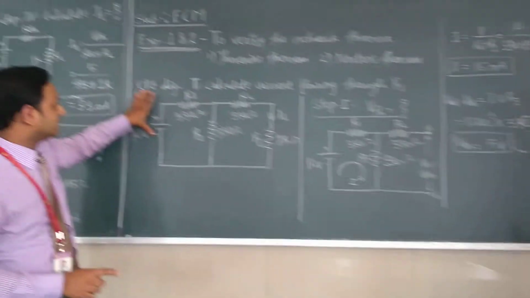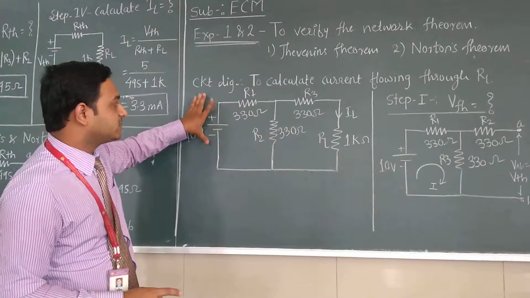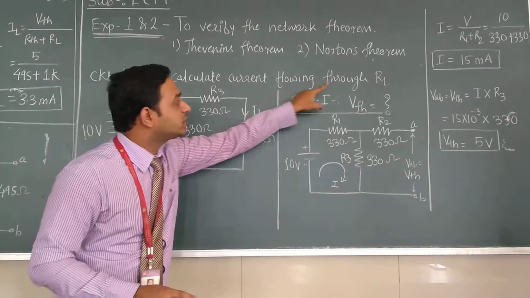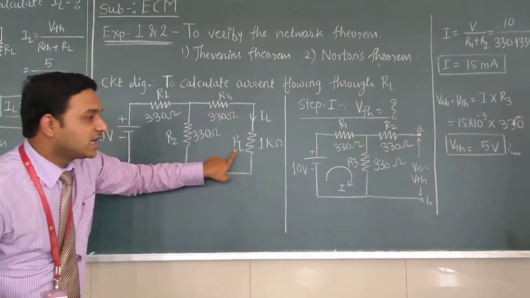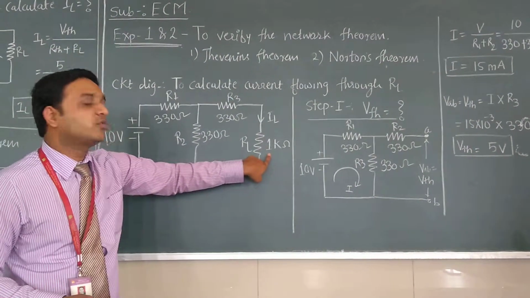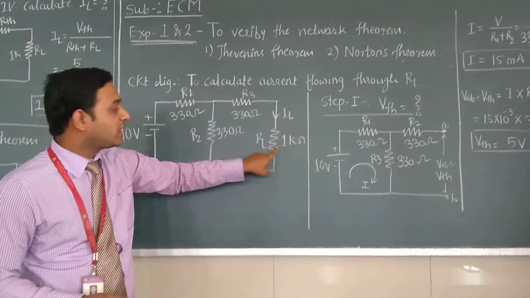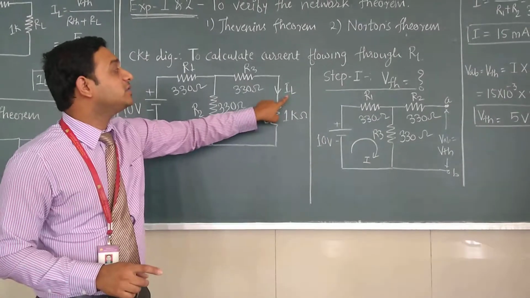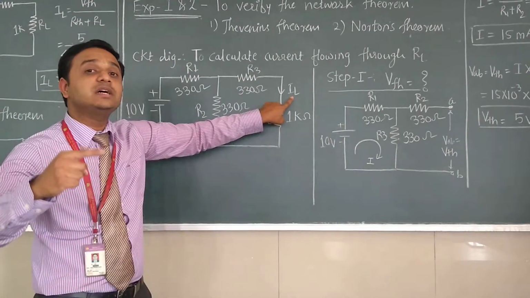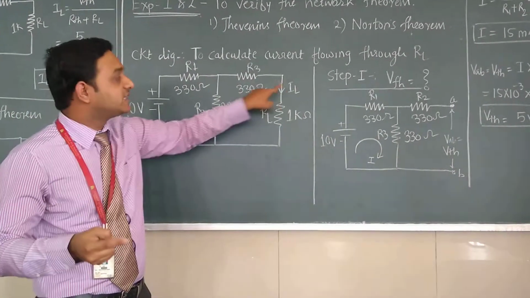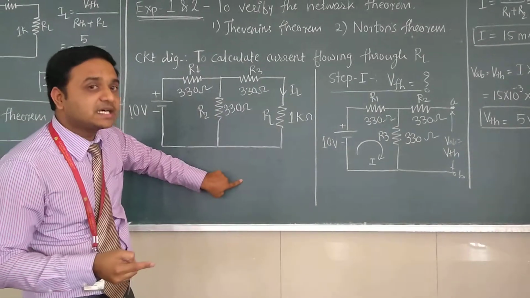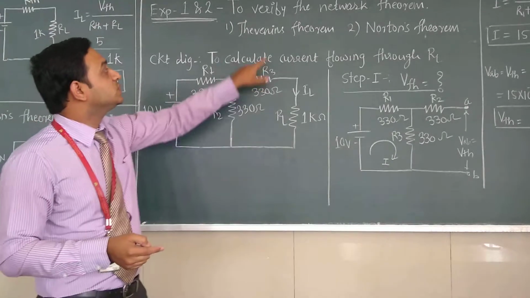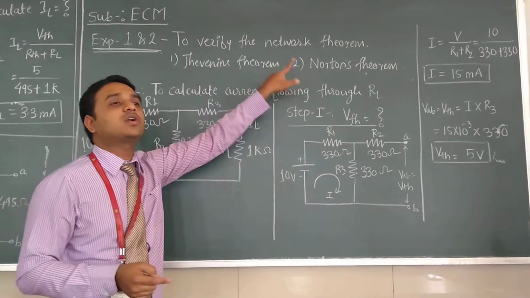So first of all look at this circuit diagram. One circuit diagram is given and the aim is to calculate the current flowing through RL. So this is the RL. RL is a 1 kilo ohm resistor and we want to calculate the value of IL. So to calculate the value of IL we are using the network theorems. And in this practical, in experiment number 1 and experiment number 2, we are going to use Thevenin's theorem and Norton's theorem.